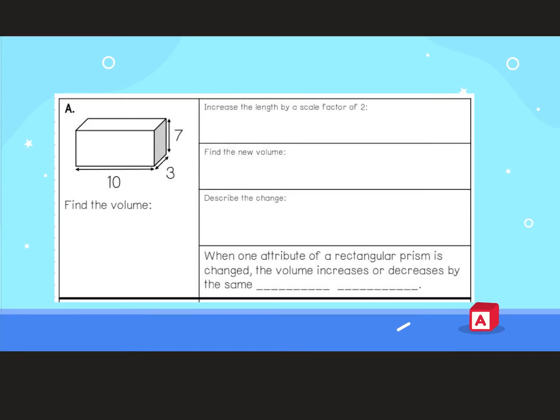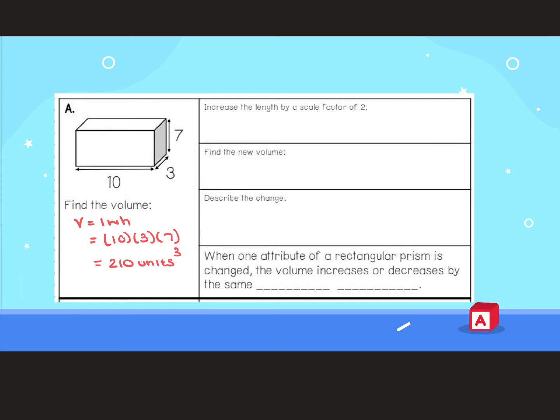All right. So first we're going to find the volume of this rectangular prism. Remember that volume is length times width times height. So V is equal to length times width times height. Excuse me, I forgot about the height. Our length is 10, our width is 3, and our height is 7, which gives us a total of 210 units cubed. So as is, we have a volume of 210 units cubed.